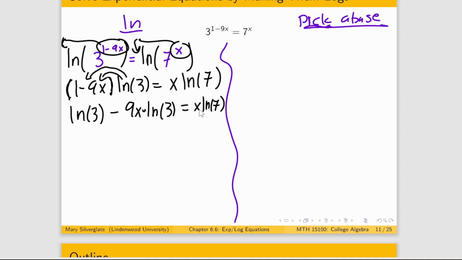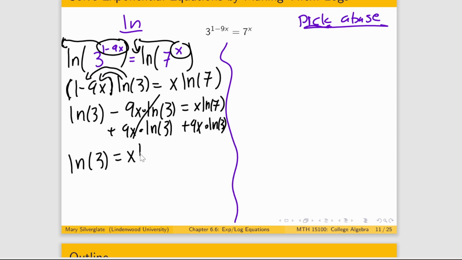of 7. Now your goal is to move anything with an x to the same side. So on the left-hand side, I notice I have a term without an x and a term with an x. And on the right-hand side, I just have a term with an x. So I'm going to move this term with an x on the left to the right. So I'm going to add 9x times the natural log of 3, whatever that is, to the other side. That cancels out to make 0. I'm left with natural log of 3 is equal to x times the natural log of 7 plus 9x times the natural log of 3.